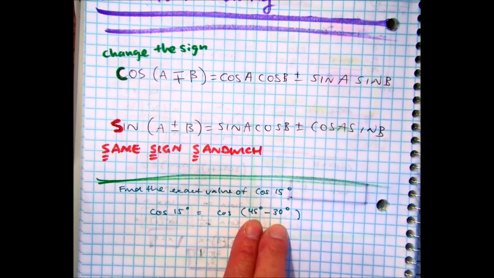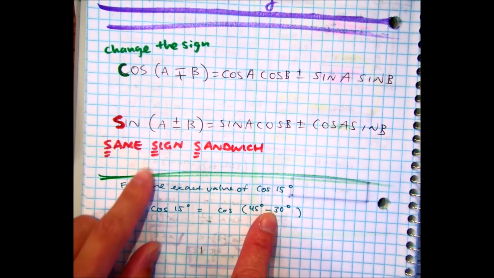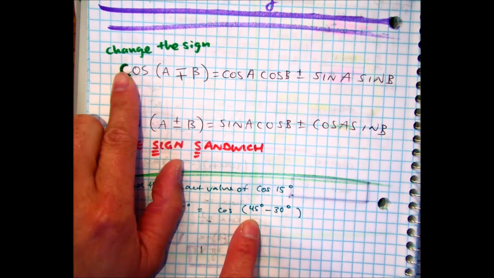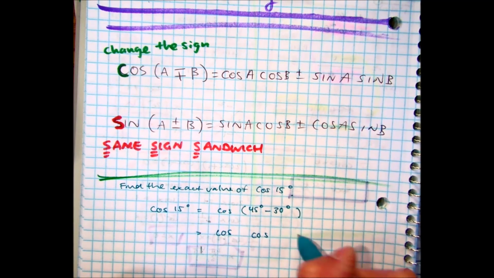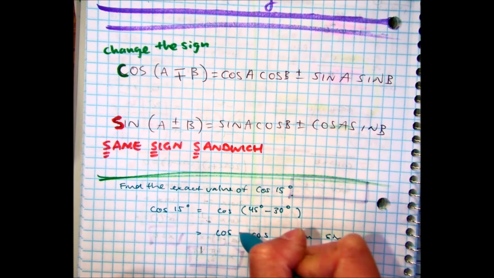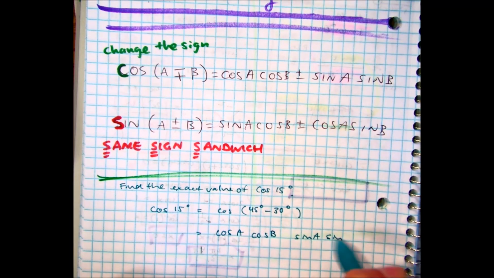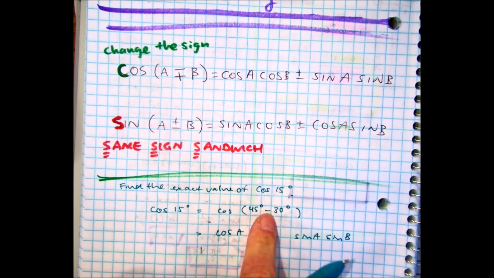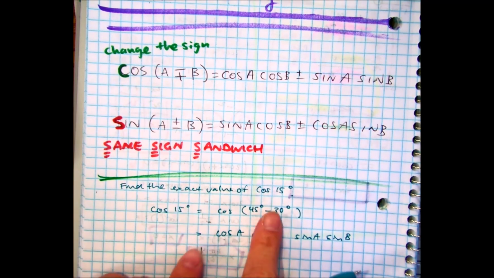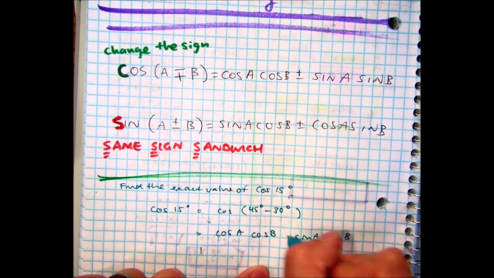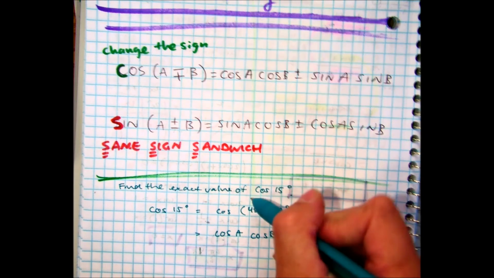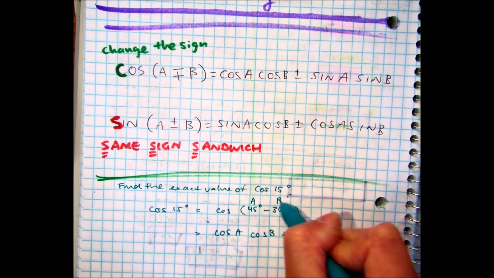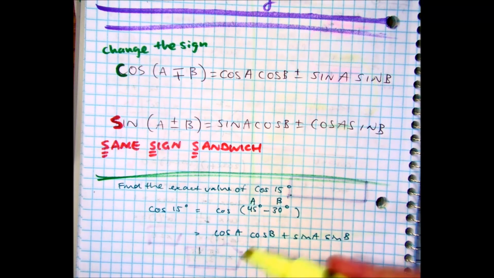Well, now I have to use our identity. This is the difference identity of cosine. Cos, cos, sine, sine, and for cosine it means to change the sign. So this says minus, we're going to write plus. Well, what is your A value? My A value is 45 and my B value is going to be 30.